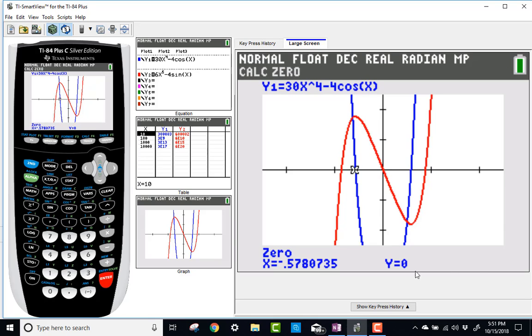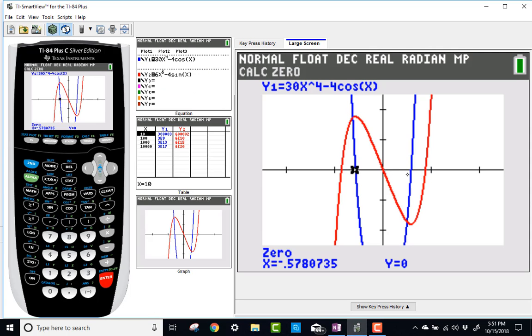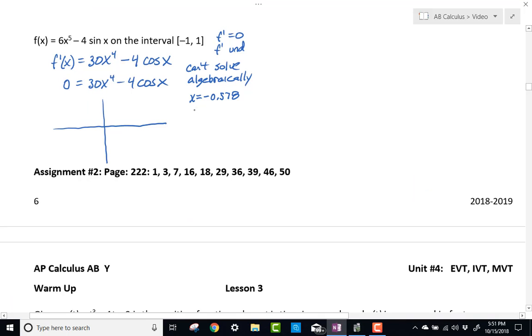Hit enter again, and it turns out that x is equal to negative 0.578. So there's my x value, negative 0.578. Just to let you see, you can tell that the graph is pretty symmetrical about the y-axis. So this point over here is positive 0.578. There are our critical values right there.